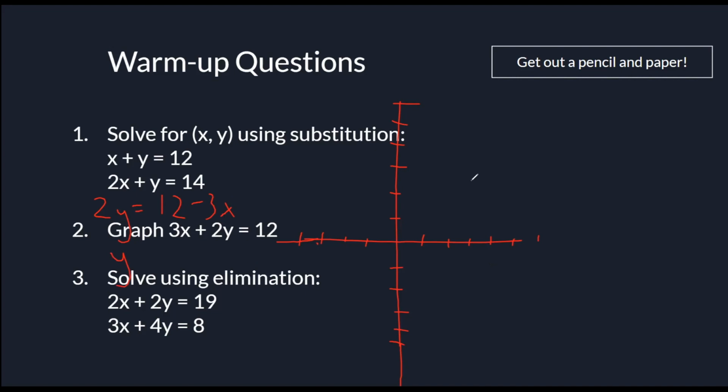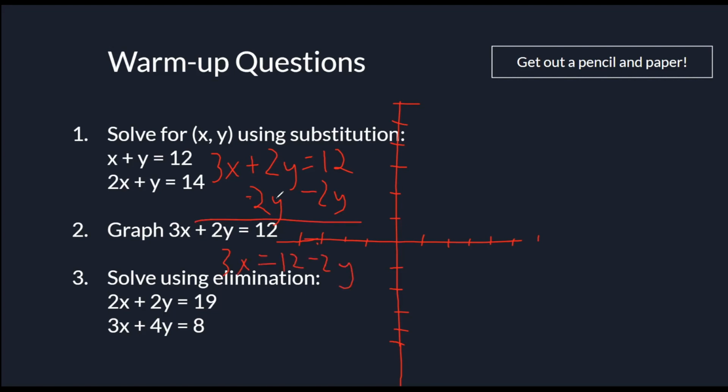Negative 2y. Negative 2y? Because you subtract 2y. Okay, here. Let's start with 3x plus 2y equals 12. Now we'll subtract 2y from both sides. So we get 3x equals 12 minus 2y.